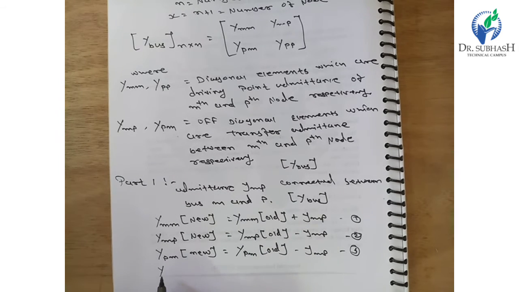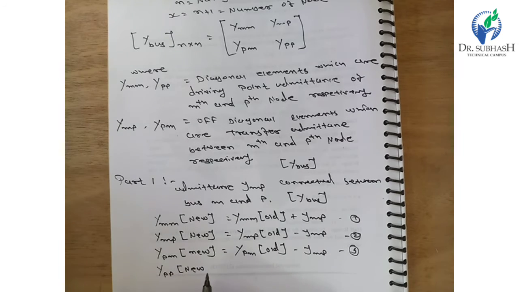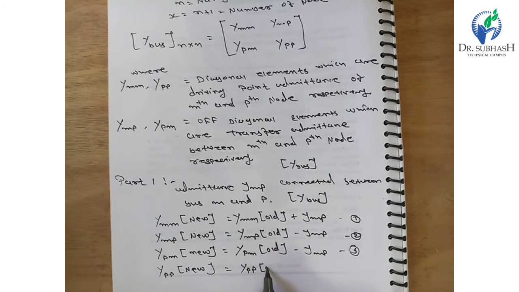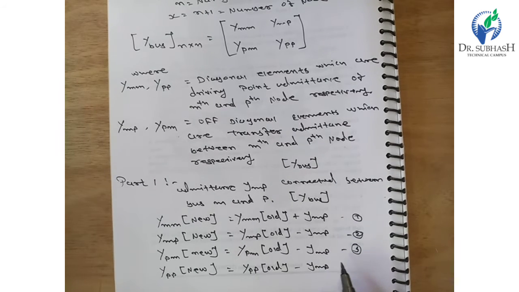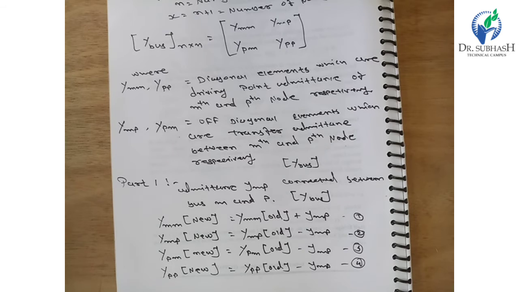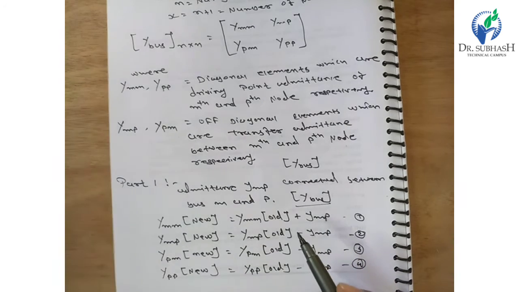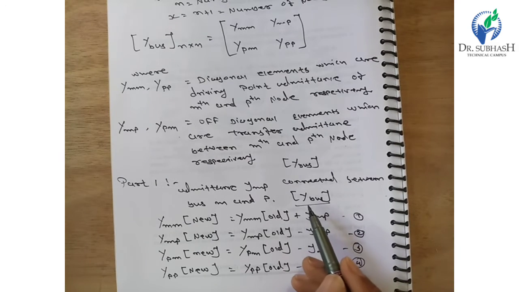In the same way, Y_PP new is equal to Y_PP old minus Y_MP. This is equation number 4. Thus, we add the element one by one and modify the entries of the Y bus, and the n equations are given as follows, adding the elements one by one and modifying the Y bus matrix.